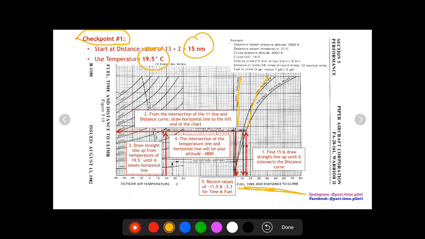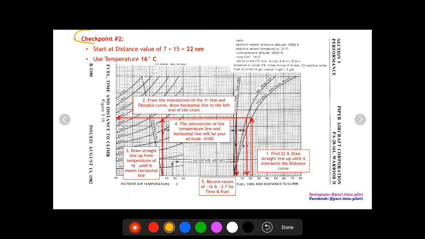All right, now that we have those fuel and time values, we can go over here on the left side of the x-axis and find our temperature of 19.5 and draw a vertical line all the way up until it intersects this horizontal line. Now at this intersection point, this is going to be our altitude. So if you can see, we're just between the 5,000 and 4,000 feet curves, and I'd say we're about 80% of the way there, so I guesstimated 4,800 feet for checkpoint 1.